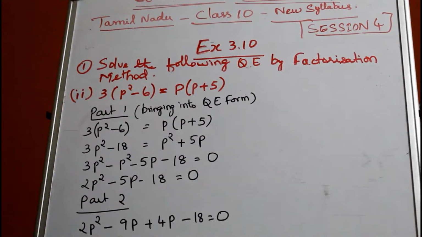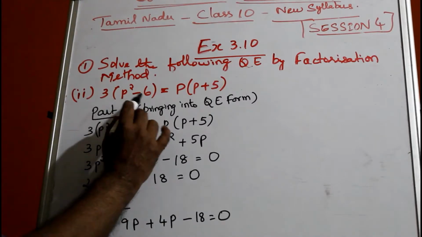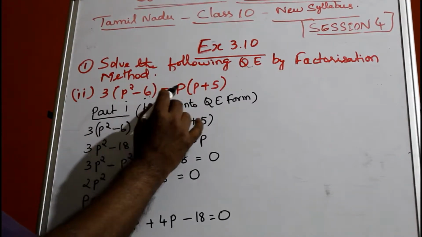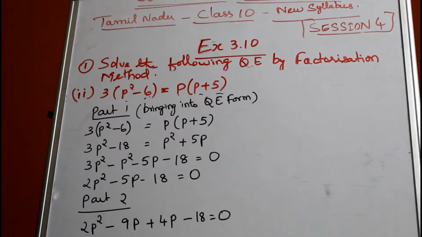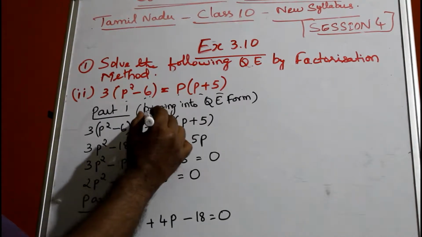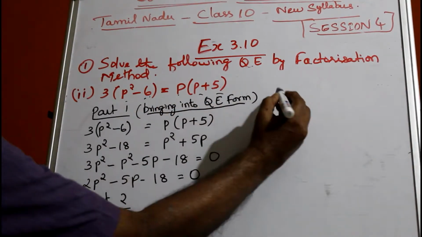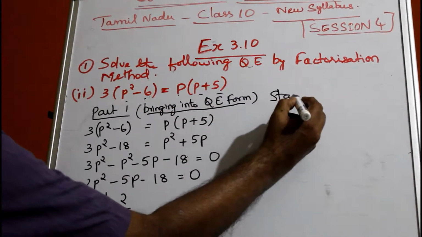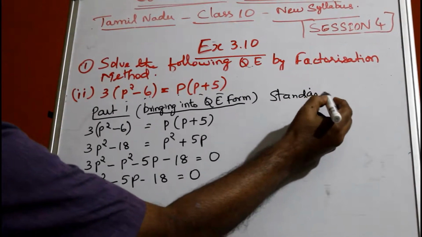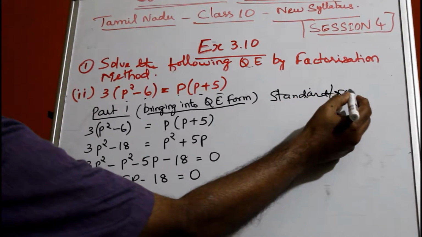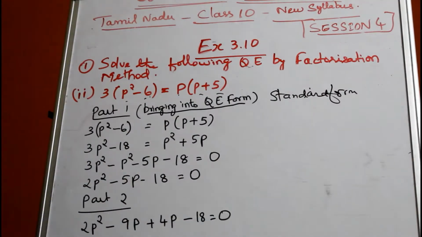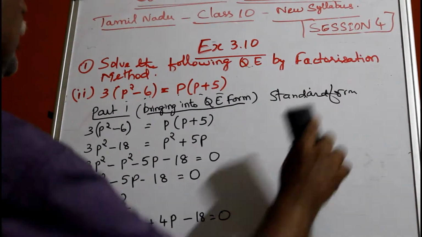Now we'll do the next sum. 3 bracket p square minus 6 equal to p into p plus 5. So first you must bring it into the quadratic equation form. It is also called standard form of a quadratic equation. Standard form. So this you can call as part 1. Part 1 is bring it in the standard form or quadratic equation form.